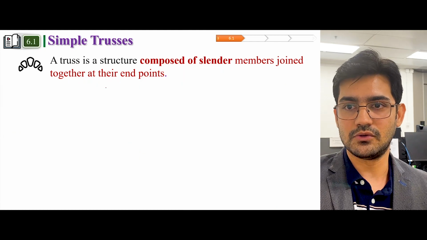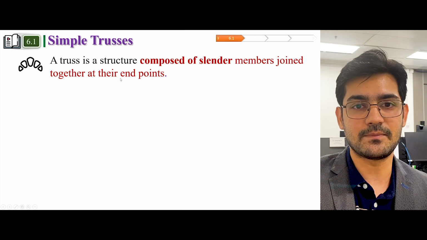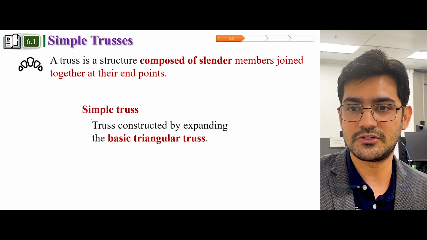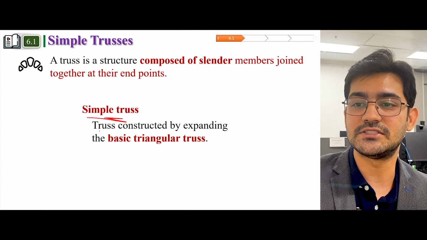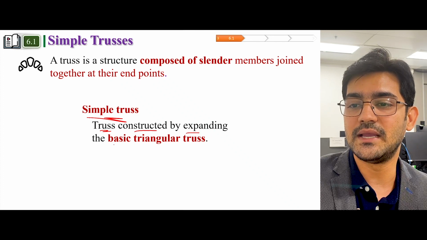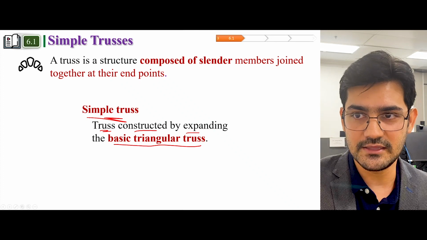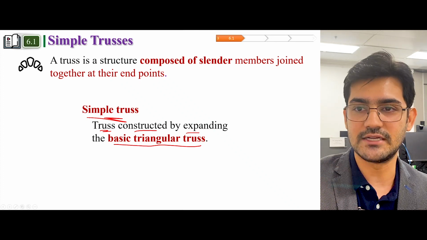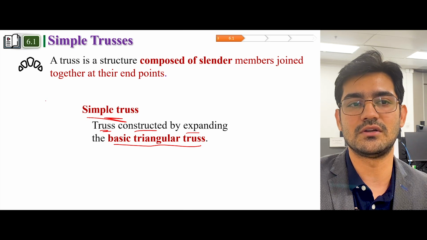Okay, so the trusses which we will be considering in this chapter are called simple trusses. The simple trusses are trusses that are constructed by expanding the basic triangular truss. There could be many examples of trusses, but in this case we are discussing simple truss, and a simple truss would be a truss that is composed from basic triangular trusses.